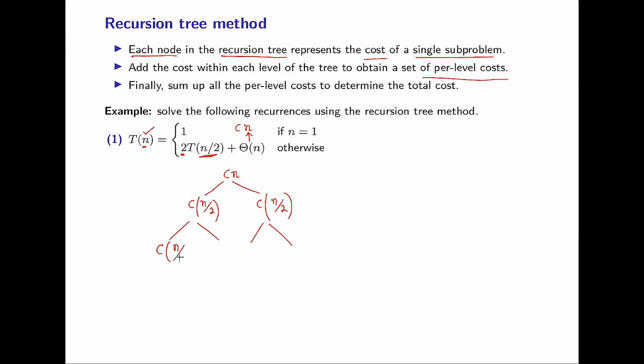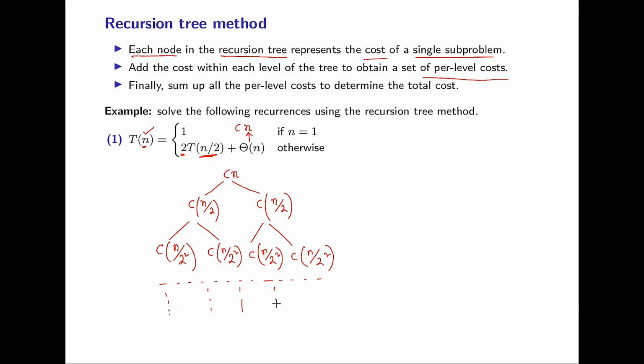n by 2 square. Why? Because when the problem size was n, the cost was cn. When the problem size is n by 2, the cost will be cn by 2. So here we have seen n by 2 square. So here also it will be cn by 2 square. Similarly here also cn by 2 square, cn by 2 square. Like that it will go. Okay, it will expand.